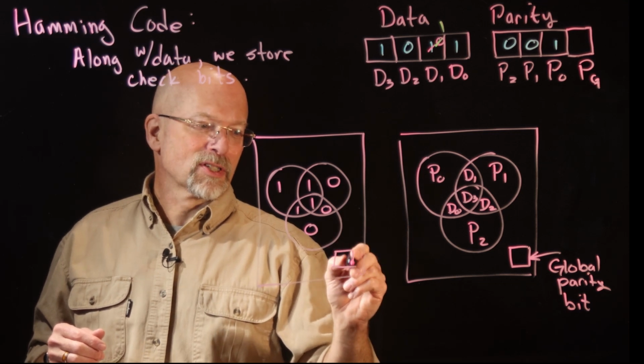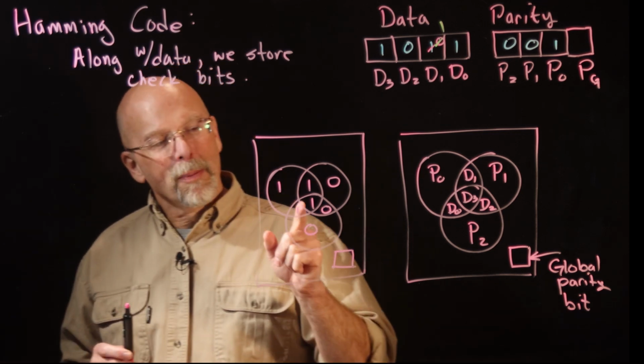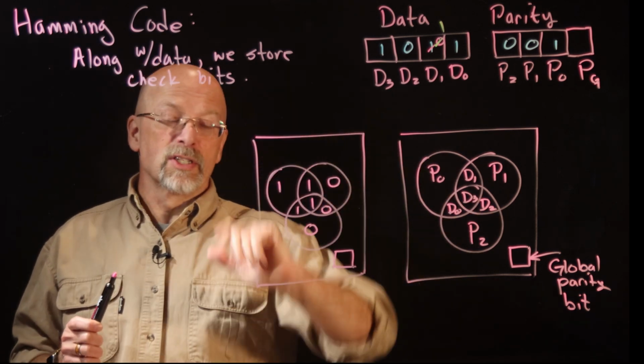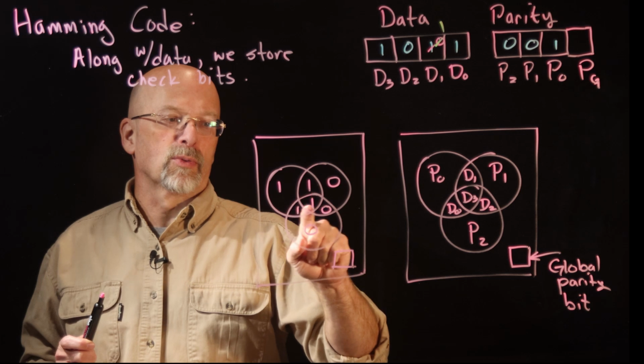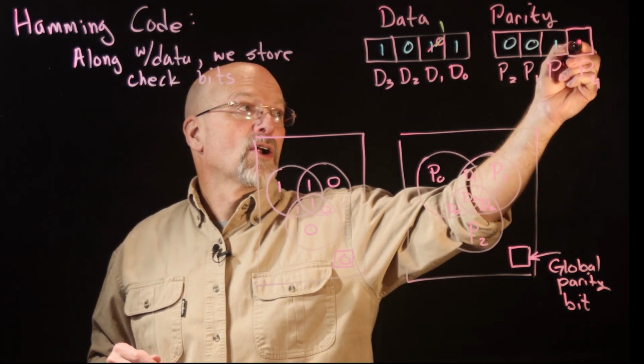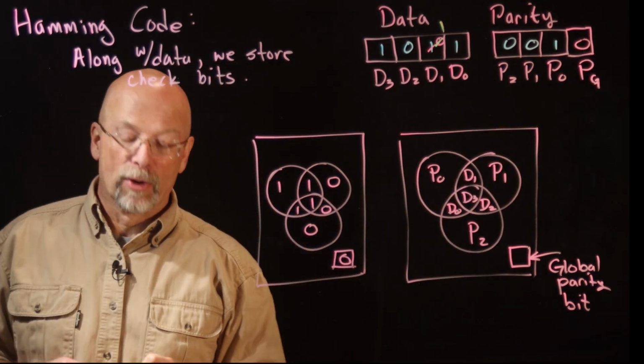Then we also have this global parity bit. Now the global parity bit is designed, once again, to count all the 1s in the Venn diagram. I have 1, 2, 3, 4 1s. That's an even number, so we put a 0 here, and our global parity bit is a 0.